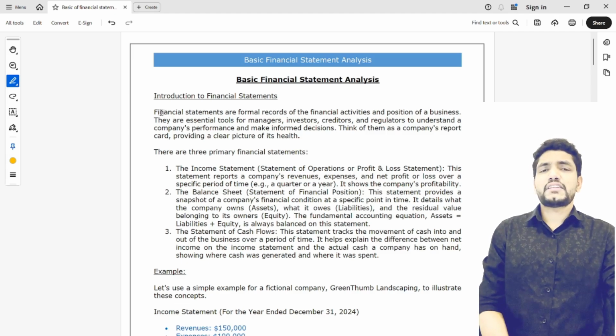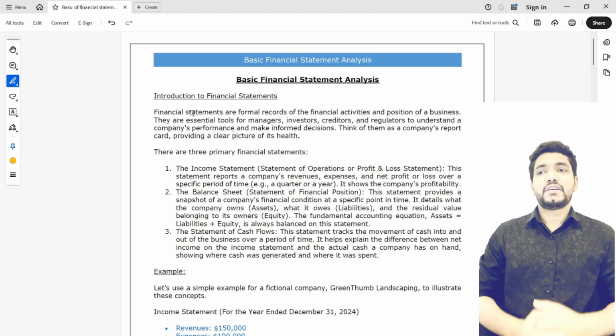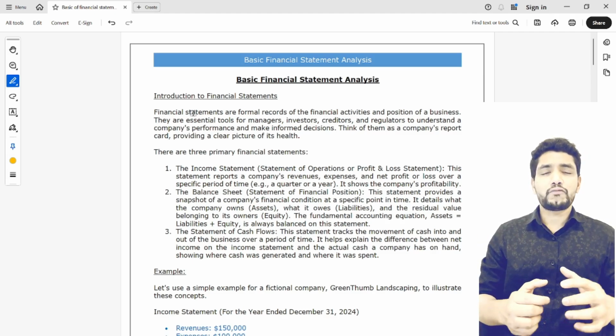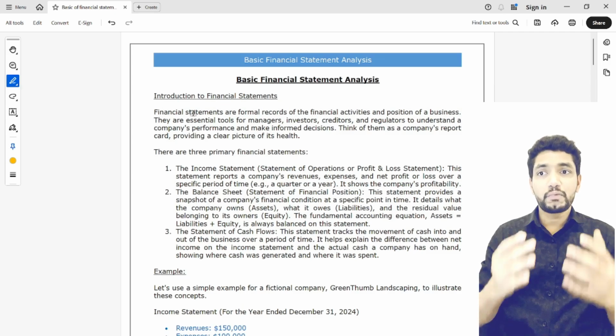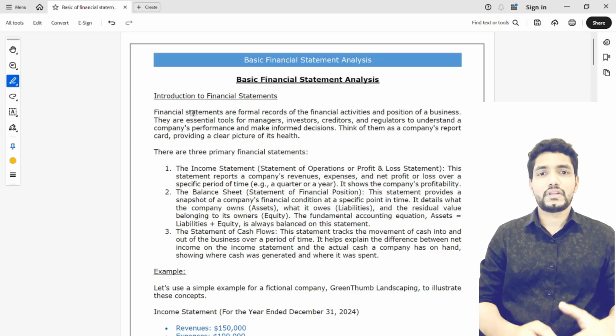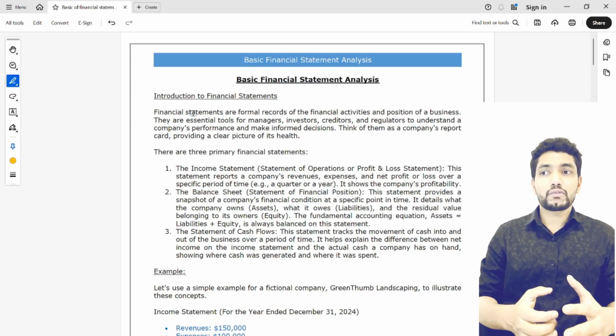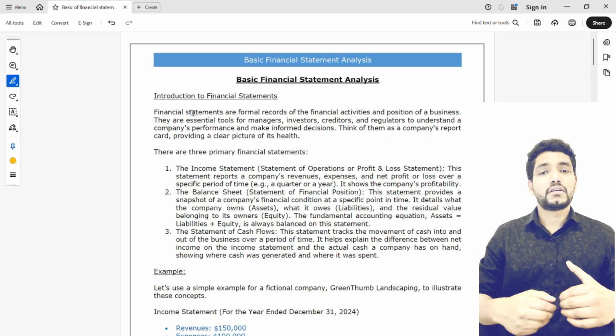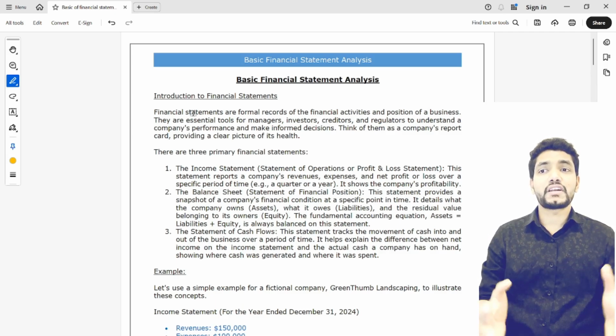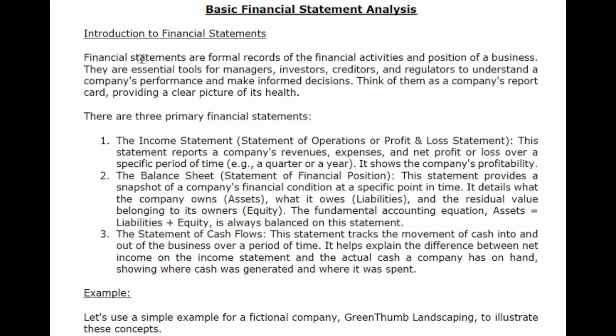So financial statement, what is a financial statement? It's a formal record of financial activities or the financial position of a business. Who are the users of financial statements? The managers, the investors, creditors, and regulatory bodies, to understand the company's performance, what is happening inside the company, and to make various decisions.